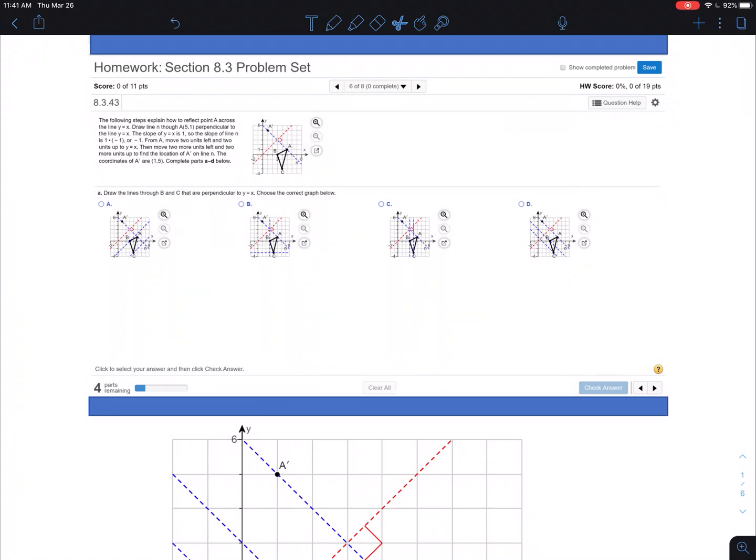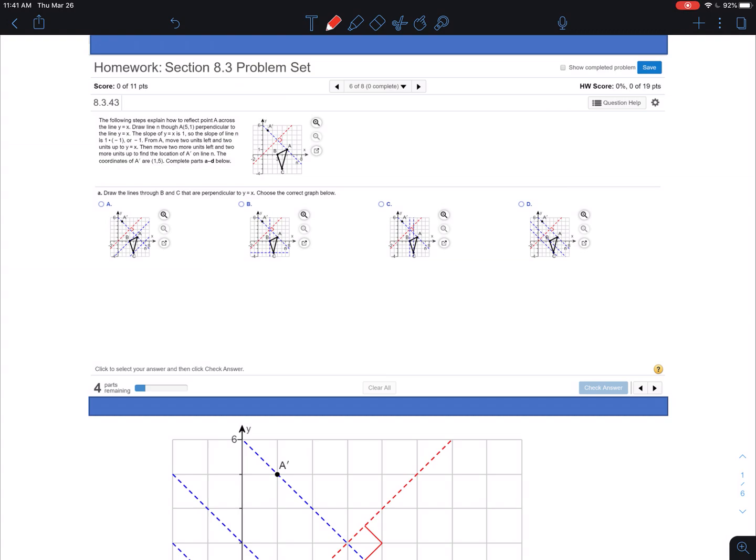Hey everybody, we're just going to go over some of the problems that you guys asked me to do from the last problem set, 8.3. So we'll look at the first problem. The following steps explain how to reflect point A across the line y equals x. That's the one in red.